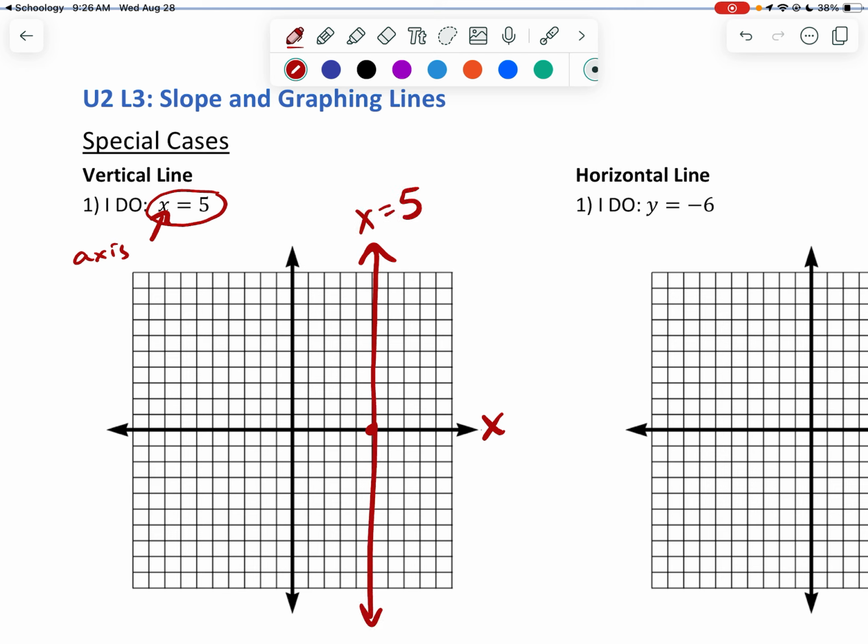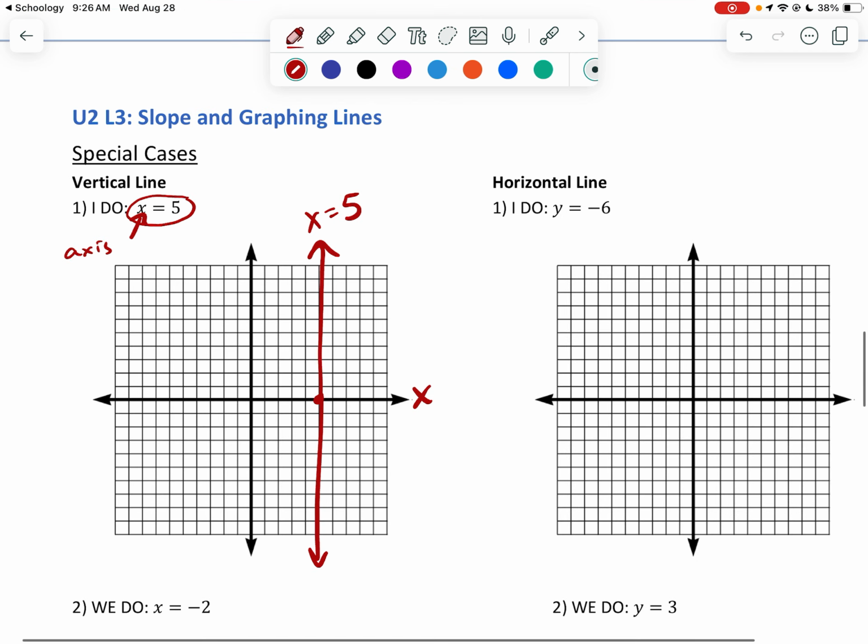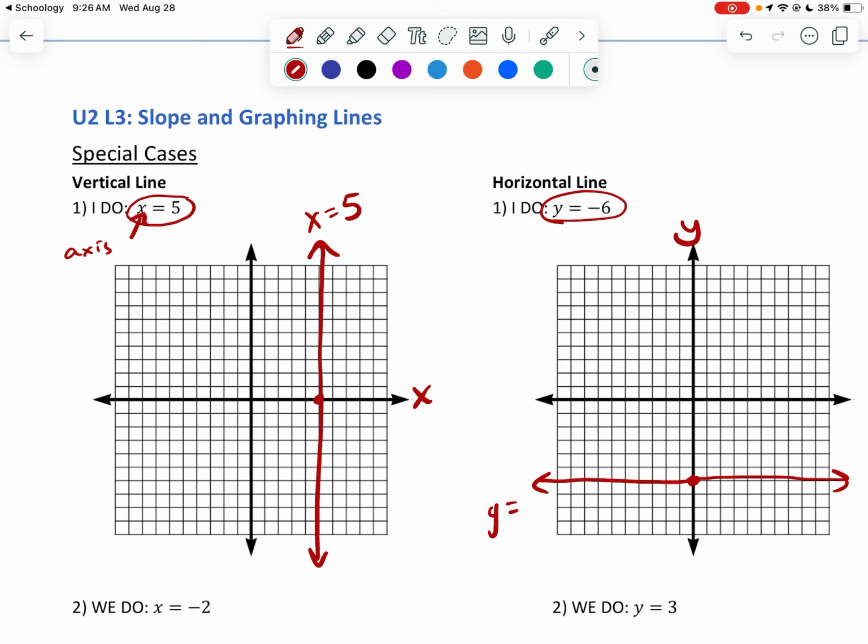So if you don't have an X and a Y, it's a special case of line. This is just a vertical line. Okay, so the one to the right of that, this is a Y equals. So this means this is going to pass through the Y axis. So on Y, I'm going to go to -6. And then I'm going to draw a line. It goes through that, and that's it. That is the line Y equals -6. Okay? So those are just some special cases.